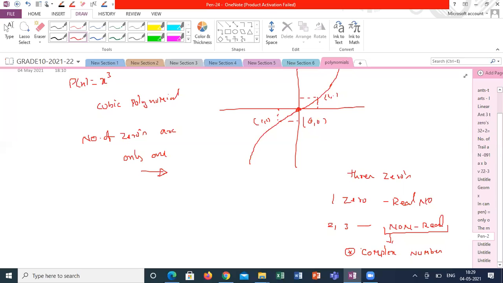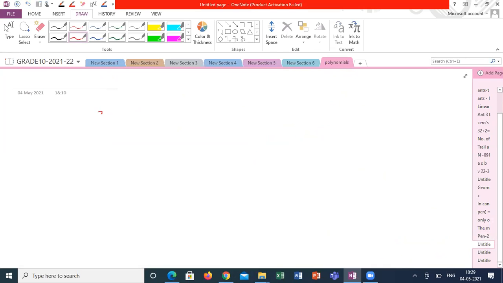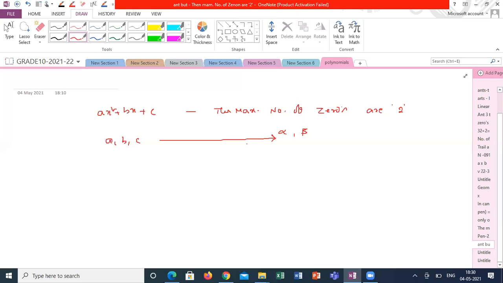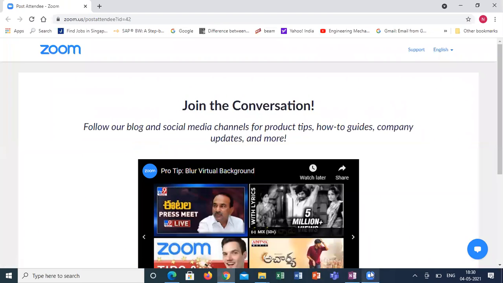Tomorrow's class: as per my discussion, if I am taking a quadratic polynomial, the maximum number of zeros is 2. Let's assume alpha and beta are the zeros of the polynomial. How the coefficients of the polynomial are related to the zeros of the polynomial we will discuss in tomorrow's class. Anyone having any doubts so far? No doubt, sir. No, sir.